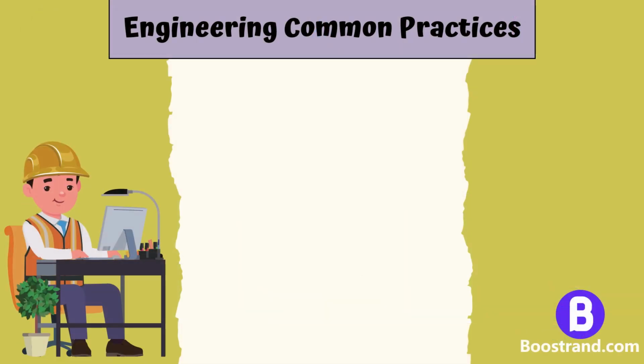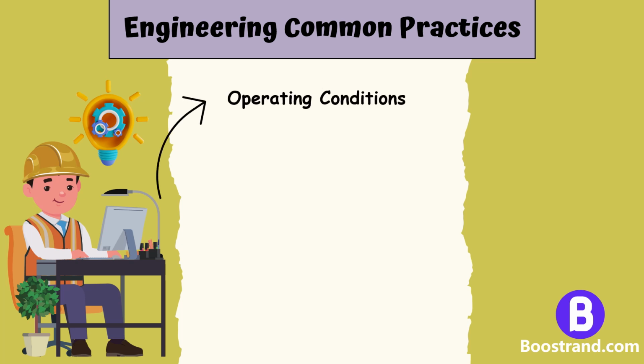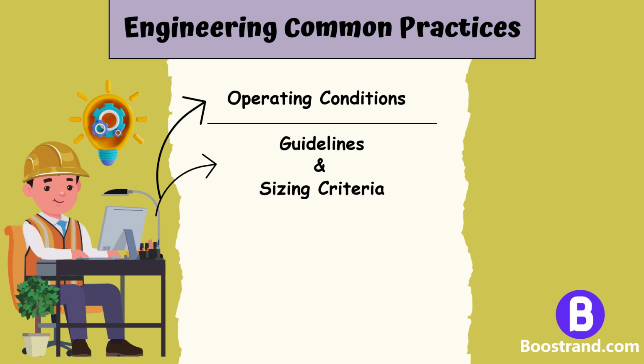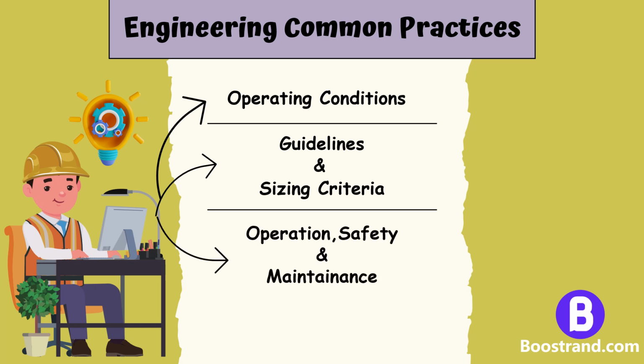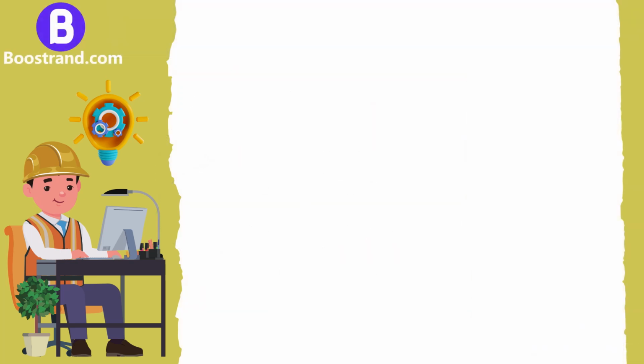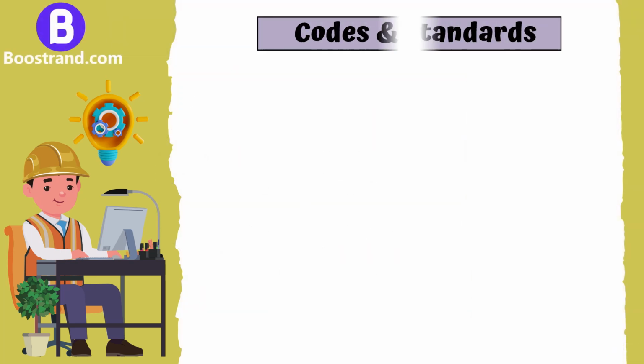A process engineer should be aware of the common practices to be followed in the process design. This can be related to the operating pressures and temperatures, guidelines and sizing criteria of equipment and piping, considerations for easy operability and maintainability, and so on. Common practices can be found in different standards and previous experience.